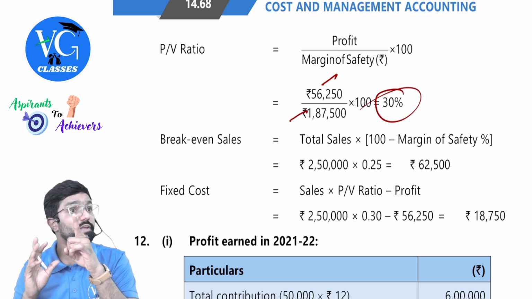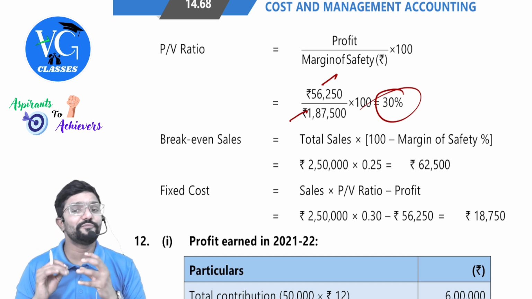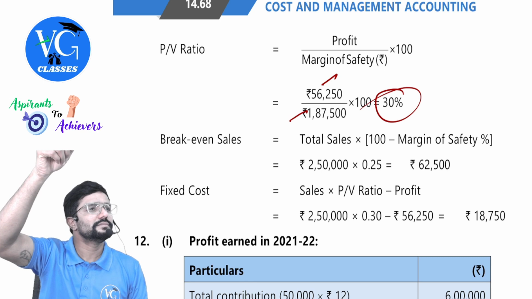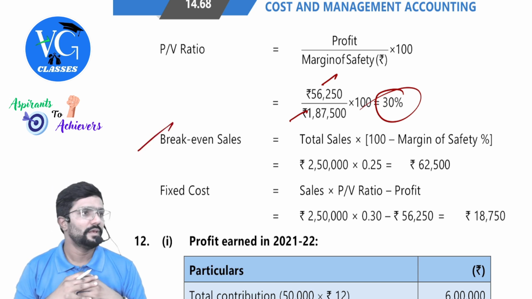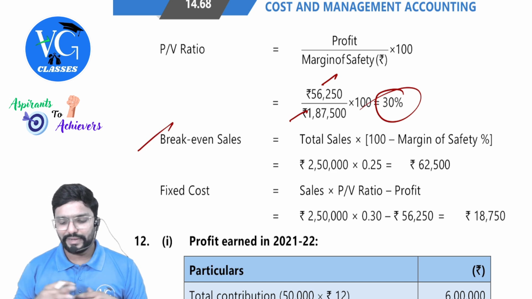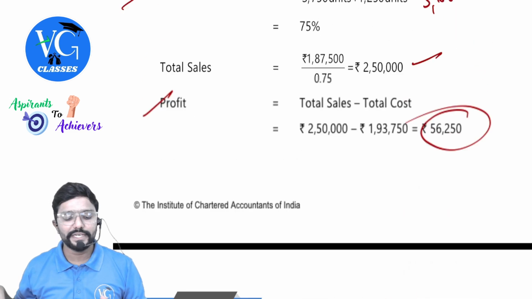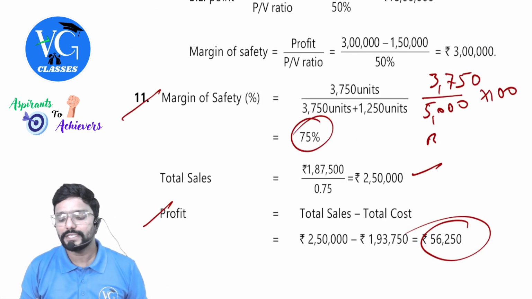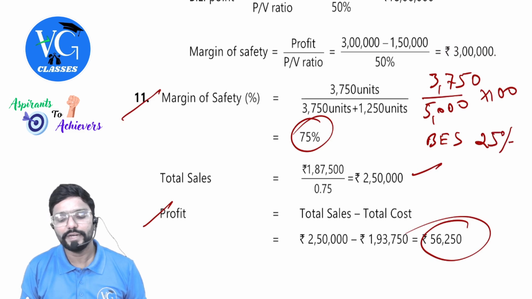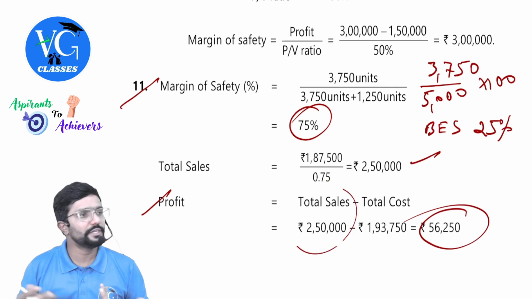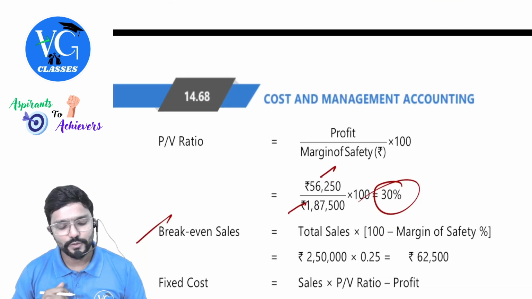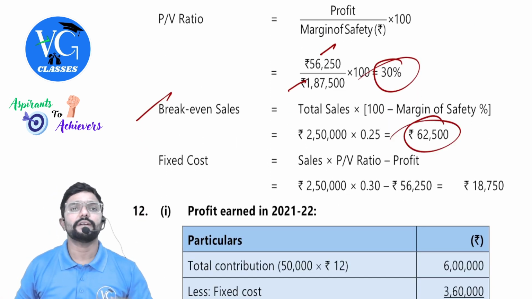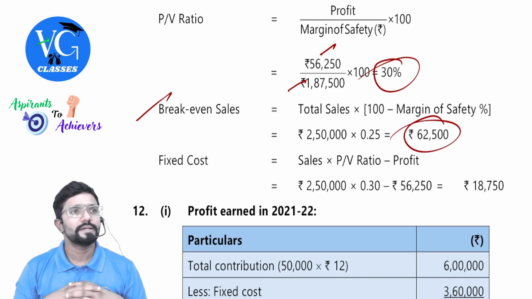Total cost is given, not variable or fixed. Clear? Yes. Now, if PV ratio is 30%, how much is variable? 70%. Clear? Yes. So, break-even sales: total sales minus margin of safety. Okay, first, margin of safety in percentage, how much, guys? 75. That means break-even sales in percentage will be how much? 25. So, do total sales into 25%. What do you get? Break-even sales in rupees: 62,500. Alternatively, also you can do it.